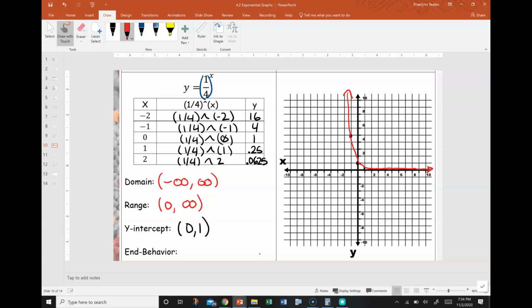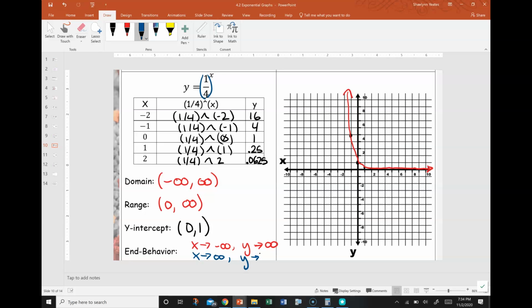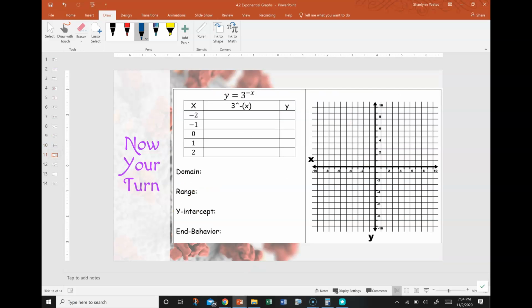However, our end behavior, as we go to the left, as we go towards -infinity, notice this time we're going straight up. So now we're saying we're going to infinity. As we go to the right, or positive infinity, we're saying that the graph is flatlining. So it's getting closer and closer to 0, but it never actually touches 0.